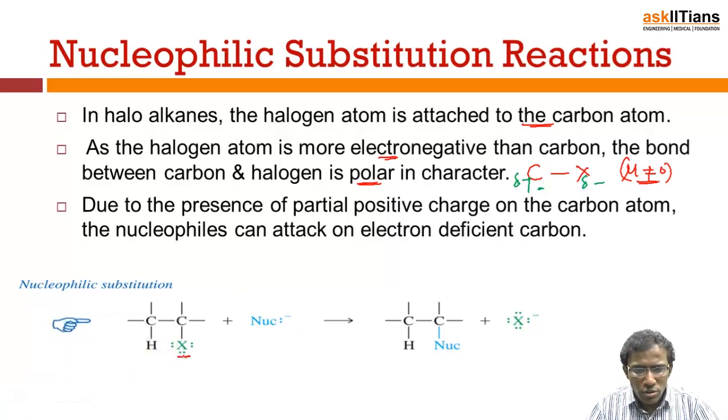So this is the halogen, and this is the nucleophile. The nucleophile will come and replace this halogen. Basically, the nucleophile is substituting the halogen atom. That's why the reaction is nucleophilic substitution, a substitution by a nucleophile.